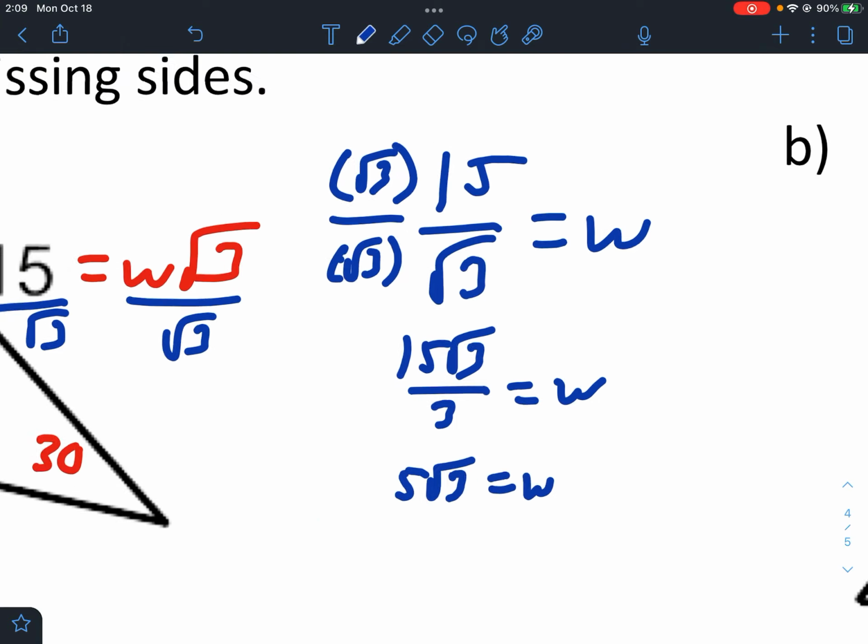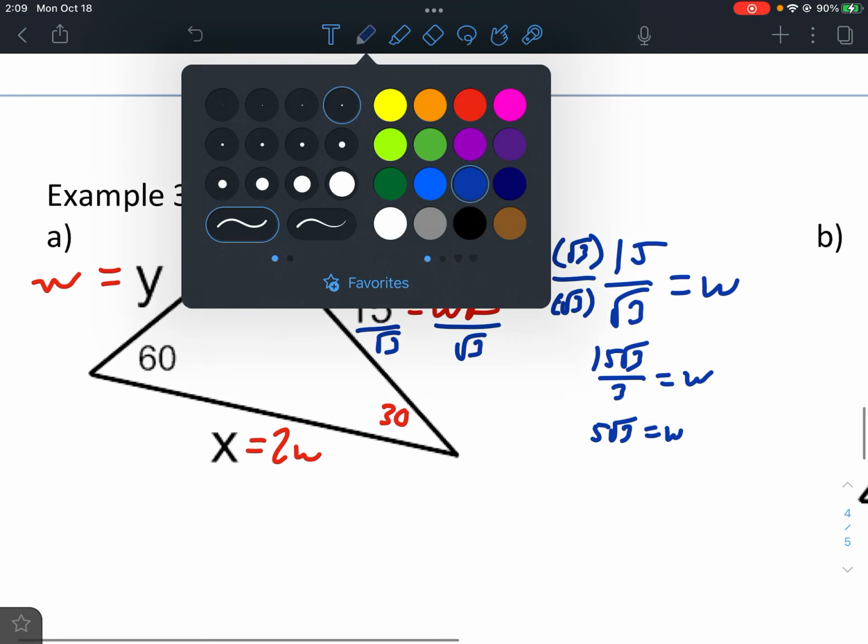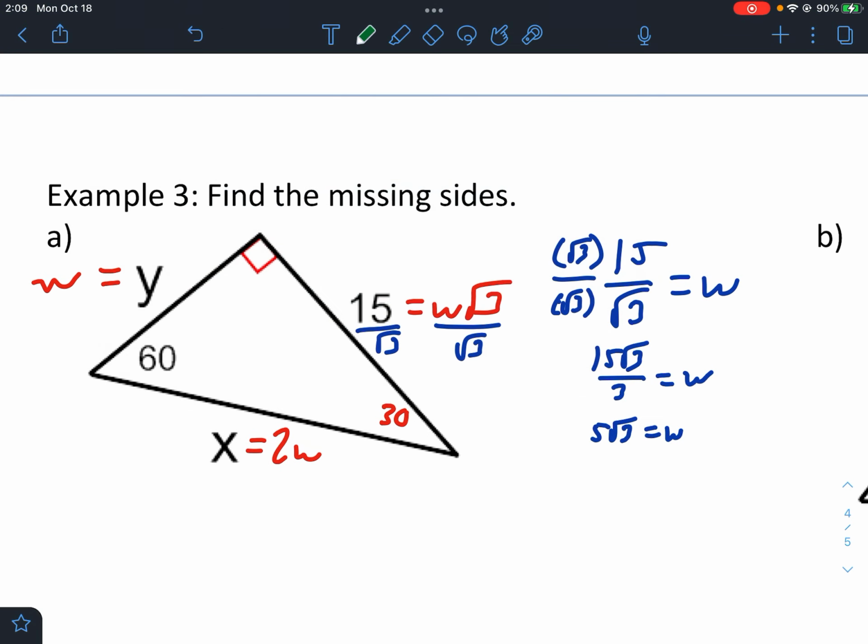So what does that mean for our final answers here? Well, Y is W, so Y is 5 root 3. And X is 2 times that, so X is 10 root 3.